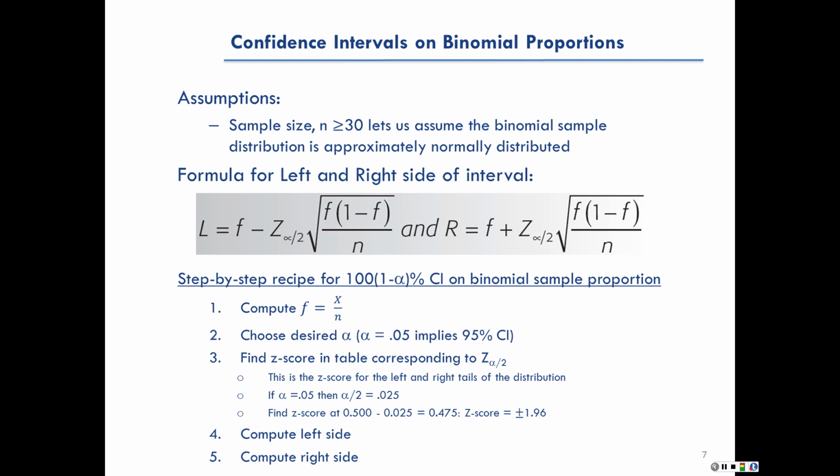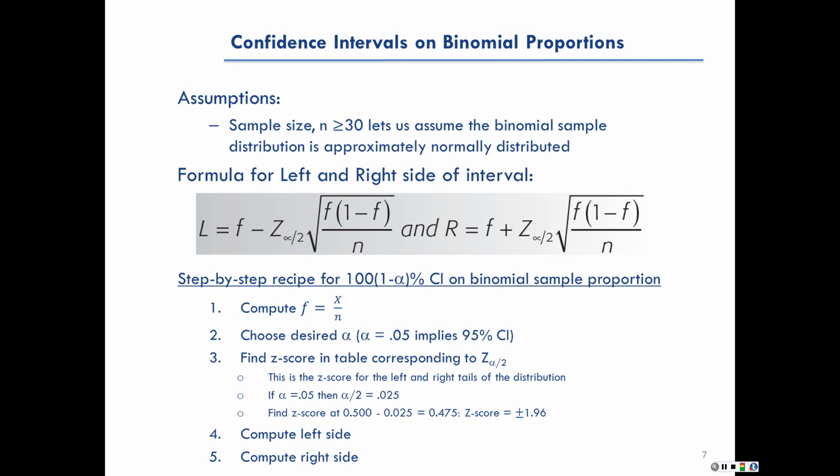So in terms of a step-by-step recipe, again, I've put some of these step-by-step recipes that I'm going to go over in this module. I've also copied these into a document that I'm going to upload onto Blackboard for you to use. So the first step is you want to compute F, your fraction of successes. Then you want to choose your desired alpha value. Alpha 0.05 implies a 95% confidence interval.